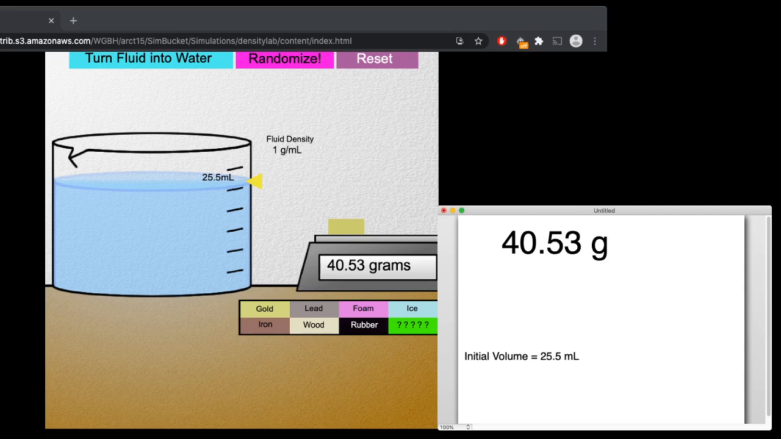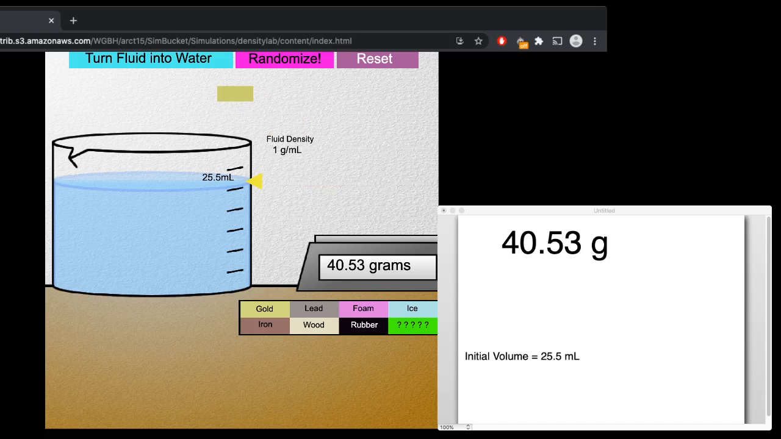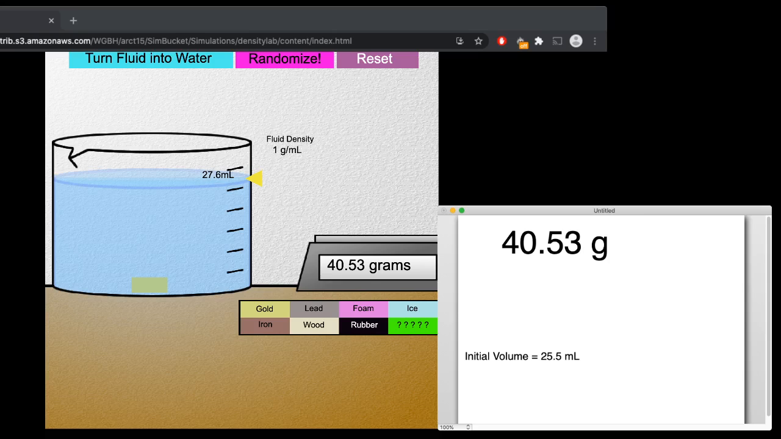So initial volume is 25.5 milliliters, okay? Its final volume when you put it in the beaker is whatever it rises to after it's completely submerged. So we find that it's 27.6 milliliters, so take that down. So final volume is 27.6 milliliters. Go ahead and put that on your sheet of paper.